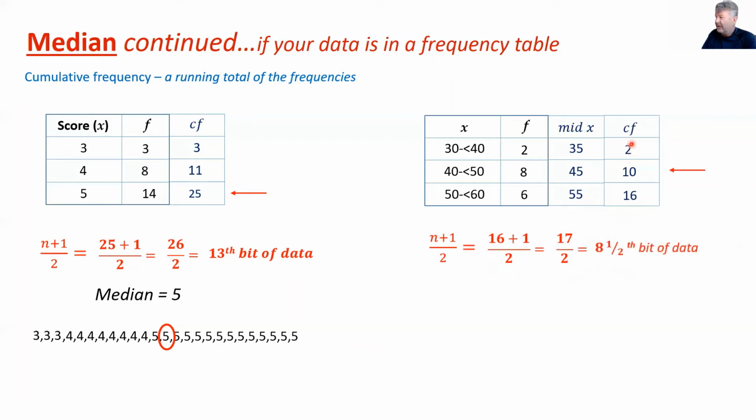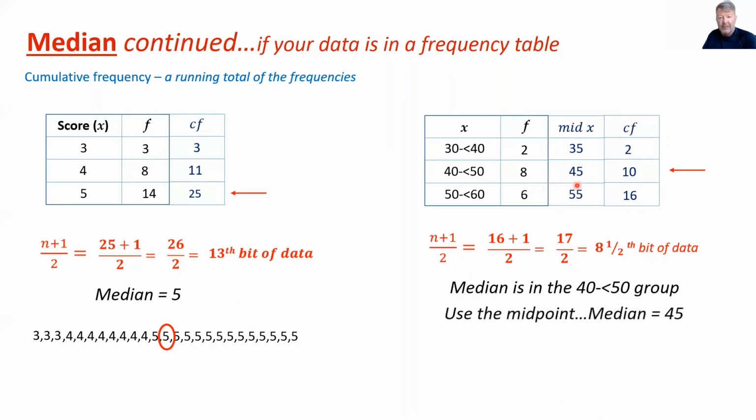Let's look at our table again. 2, 3, 4, 5, 6, 7, 8. It hits below 10, doesn't it? So 8.5 bit of data is going to be here. It's in this grouping range, but again, it's group data. We don't know exactly what the data is. So we hedge our bets again and we use the midpoint of that group, which is 45.